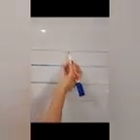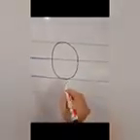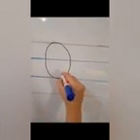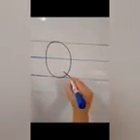Q, capital Q. Start from the top and make the capital letter O like this. Make a slanting line to the right, reaching the bottom.